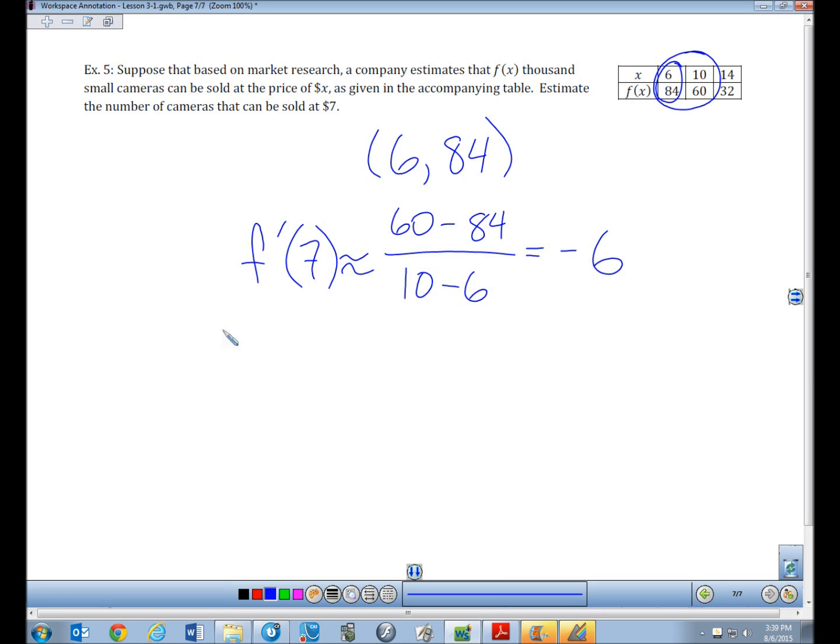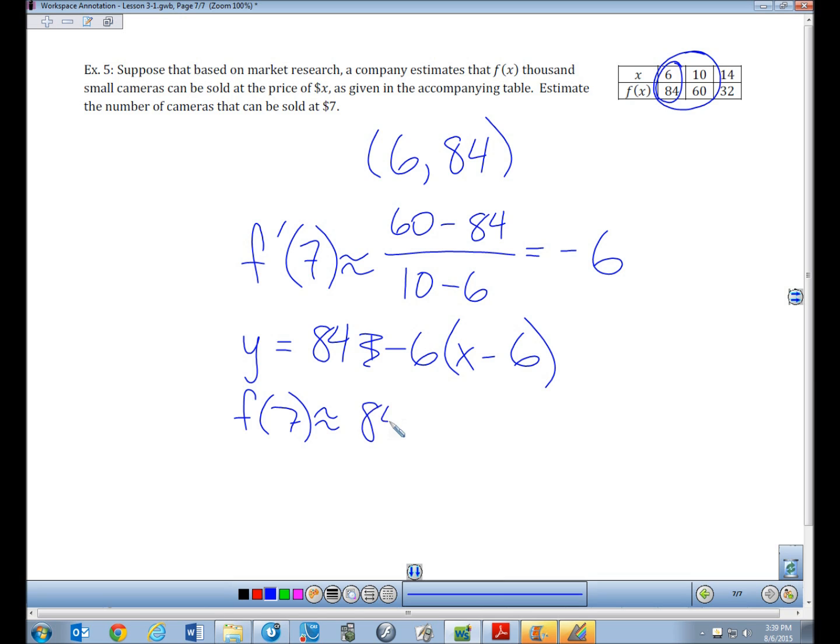So we have to build our linear equation here. So y is equal to 84 minus 6 times x minus 6. And then we find 7, so f of 7, which we don't know. All we can do is based on what's in the table. And this is kind of an interpolation, if you want to think about it like that, in terms of some sort of statistical functionality. So f of 7 is 84 minus 6 times 7 minus 6.